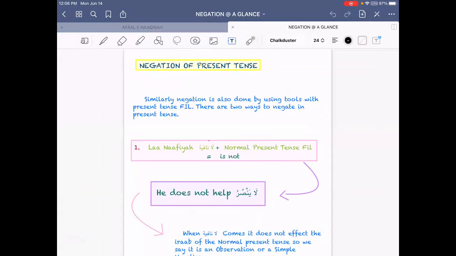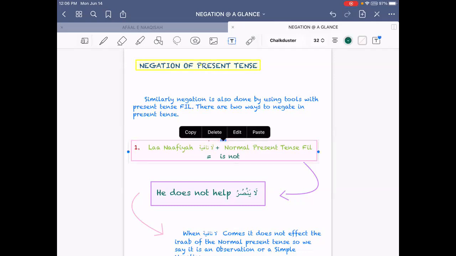Similarly, when we want to negate in the present tense, there are tools for that as well. The first is la nafia. Now we have done the forbidding la and the forbidding fail, and over there, la makes the present tense coming after it lightest. But here, this is not la nahia, not la of forbidding. This is a simple la of negation, which does not affect the present tense coming after it. The present tense stays normal. So la nafia with the normal present tense is translated as did not.